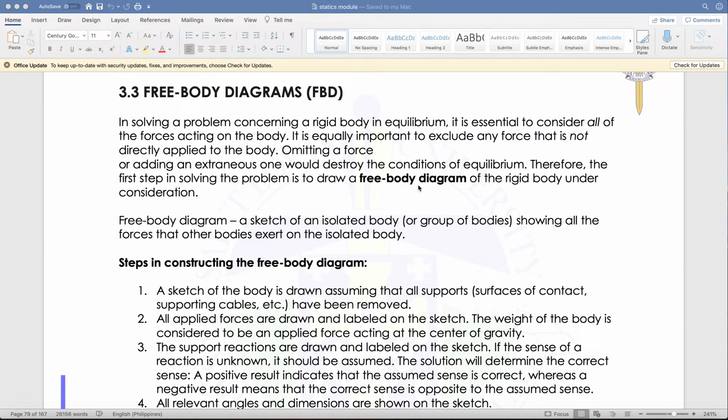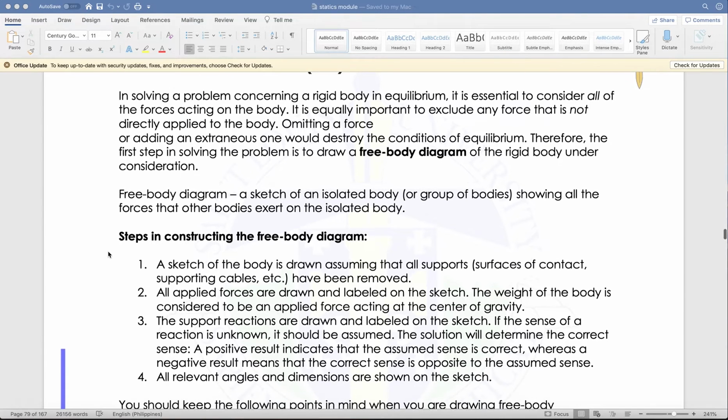By now, you should be somewhat acquainted with drawing your free body diagram because you already did this in your physics. The FBD is a sketch of an isolated body showing all the forces that other bodies exert on the isolated body. But don't worry if you are not yet quite acquainted with the free body diagram, we will still go through it.